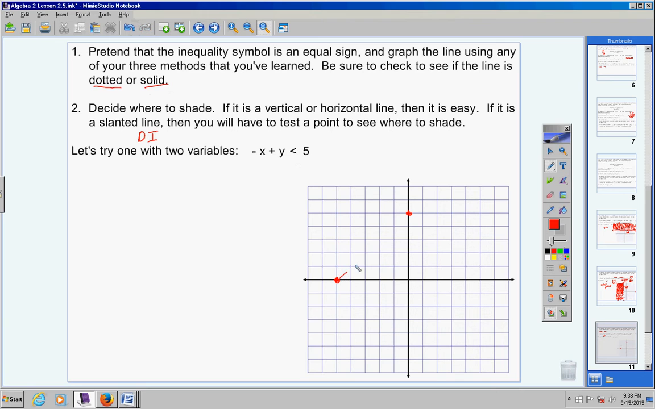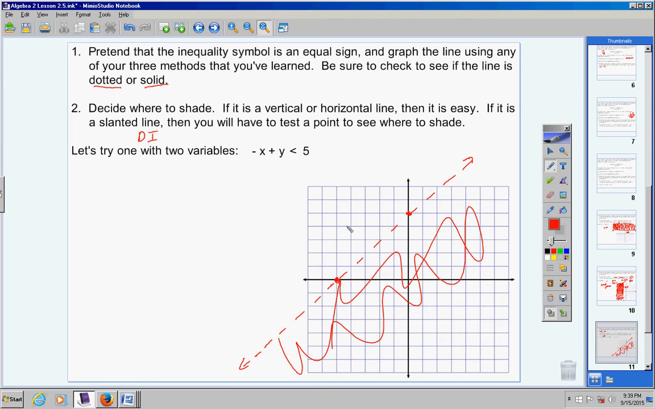So here we go. As you draw your line, make sure the line is dotted, which means any points that lie on this dotted line are not part of your solution. Okay, now, some students say, oh, Mr. Earhart, this is so easy. It's less than, so we're going to shade below.